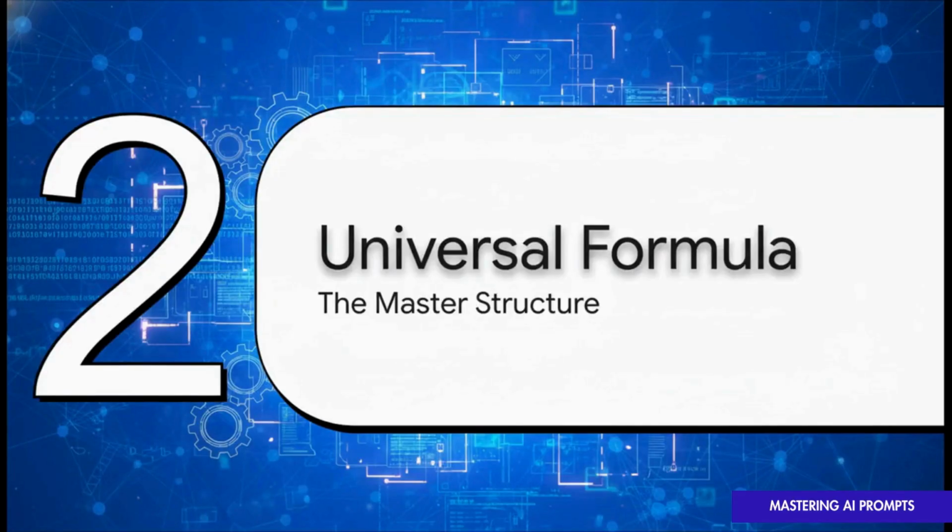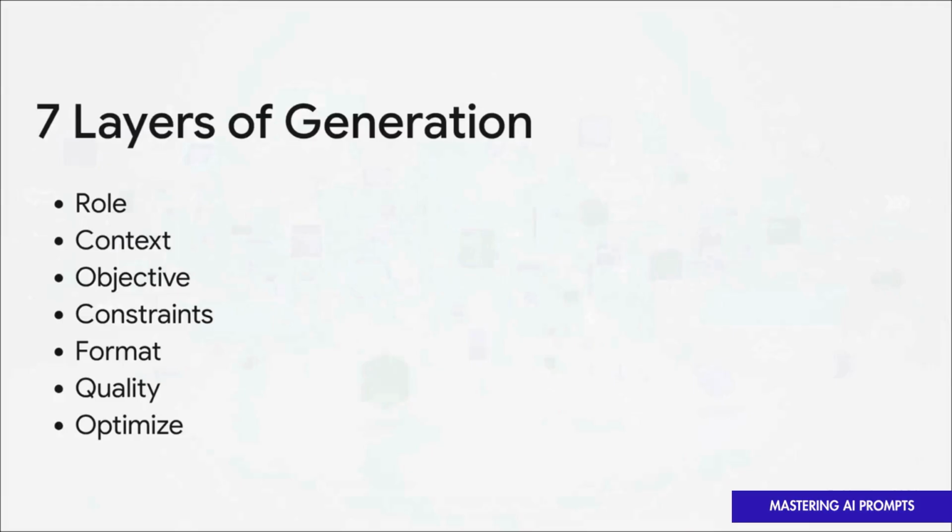Now, once we've set those mechanical constraints, we've got to establish our linguistic constraints. Which brings us to Section 2, the universal prompt formula, our master structure. So the crucial point is that a truly robust prompt is built just like a load-bearing wall. It requires all of these 7 layers of AI response generation. You must define the role the AI is playing, the background context, the specific objective, the exact constraints or rules, the required output format, the quality control standards, and finally, the optimization or the final execution command. The white papers are incredibly clear on this. If you are missing even one of these layers, your output quality drops massively. Why? Because the AI just lost a critical piece of its prediction mapping.